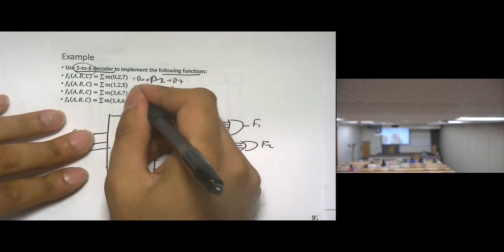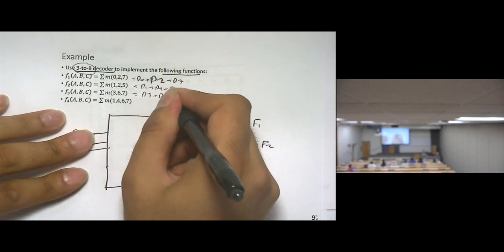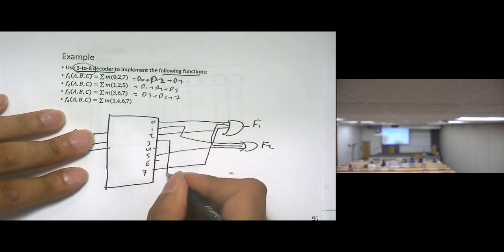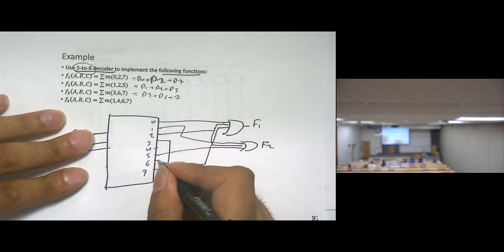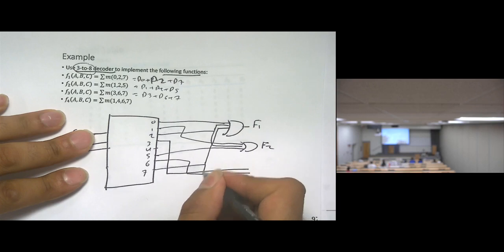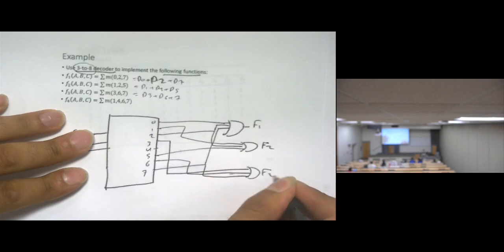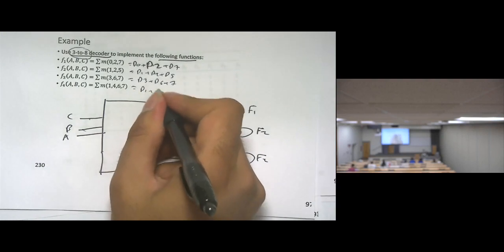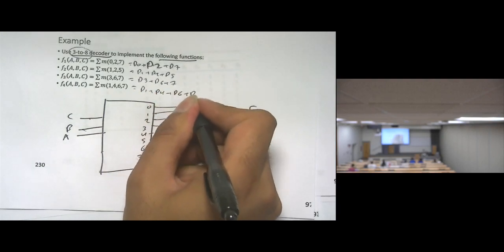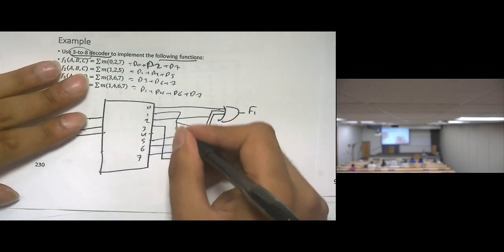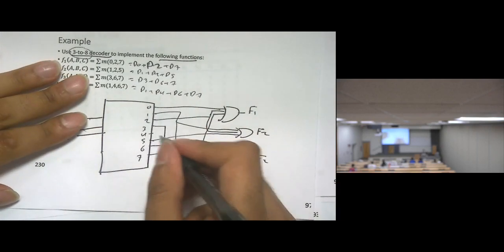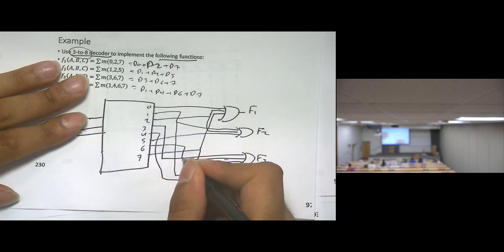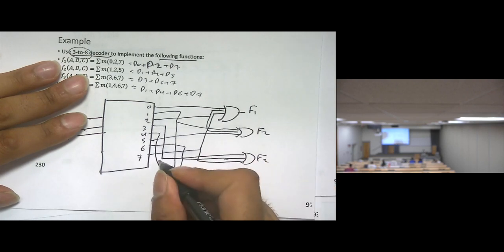How about F3? D3 plus D6 plus D7. Here is D3, D6, and D7. Here is D6, here is D7. This is F3. How about F4? D1 plus D4 plus D6 plus D7. So where is D1? Here is 1. Where is D4? Here is 4. D6, here is 6. 7.